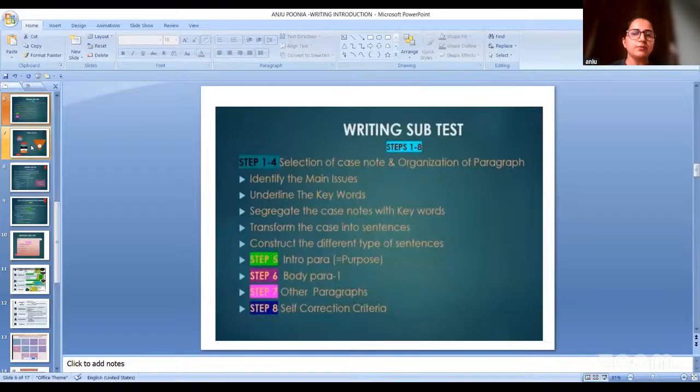When we are competent, we can easily say, okay, this information we need to mention in the fourth paragraph, and this information in the second and third.